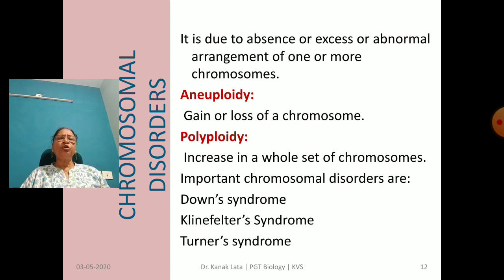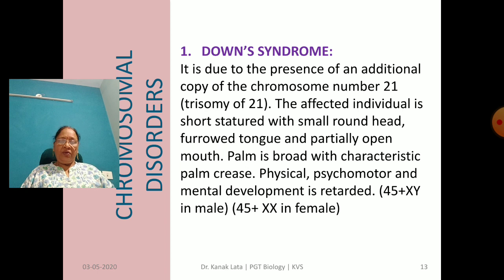The main chromosomal disorders are Down syndrome, Klinefelter syndrome and Turner syndrome. First we will study about Down syndrome. This is due to the presence of an addition of chromosome number 21, that is trisomy of 21. As we know that there are 23 pairs of chromosomes in human beings, so the defect is occurring in chromosome 21.